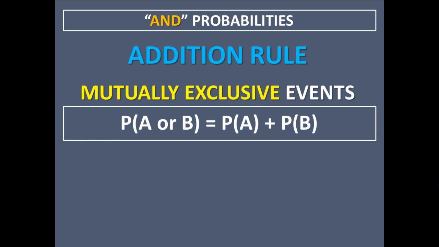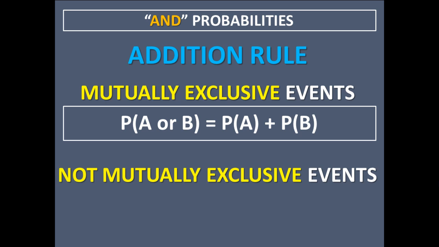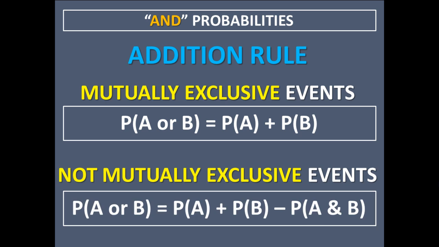So looking at our rule, if we do have events that are not mutually exclusive, so remember not mutually exclusive means they can happen at the same time, the probability of A or B, yes, we have the probability of A plus the probability of B, but we have to make sure we get rid of one of those instances where we had both events occur at the same time. So we subtract one instance of the probability of A and B.